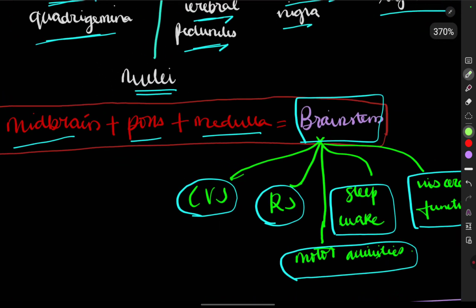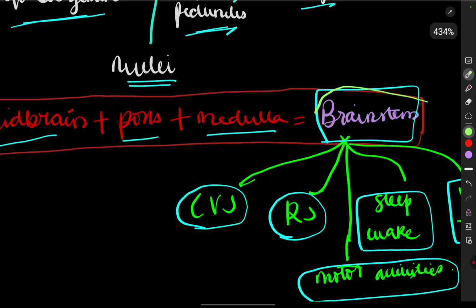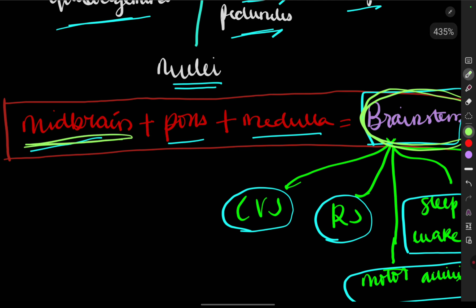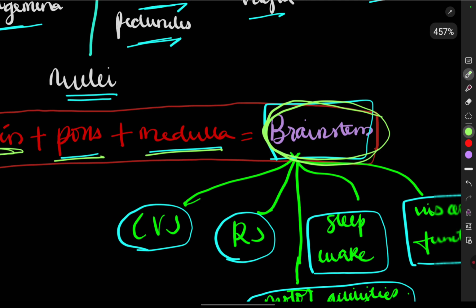Now a very important thing that we must know is the brainstem. What is the brainstem made up of? The midbrain, the pons, and the medulla all together form the brainstem.